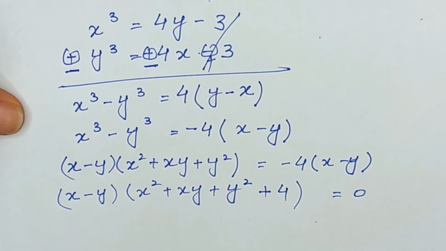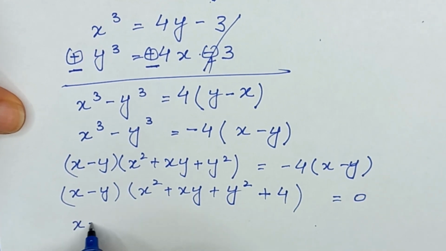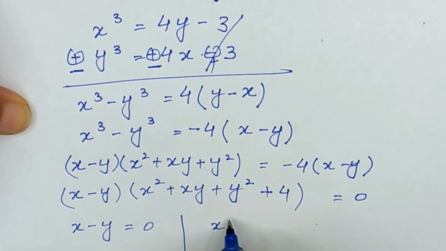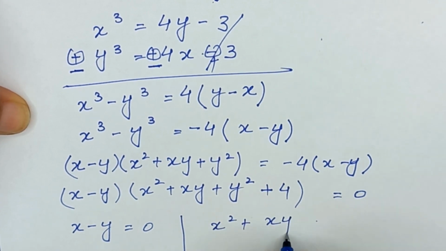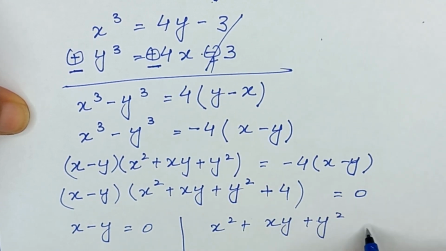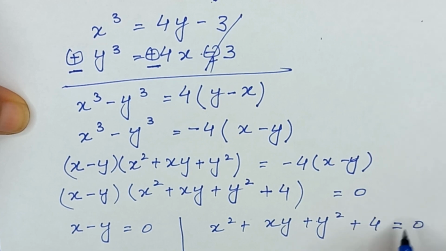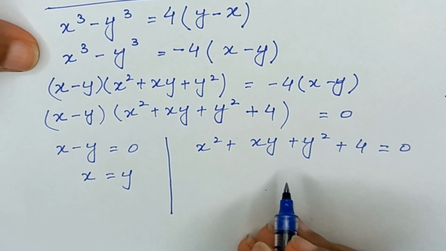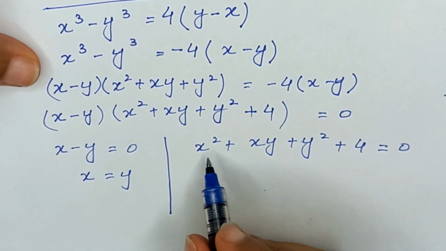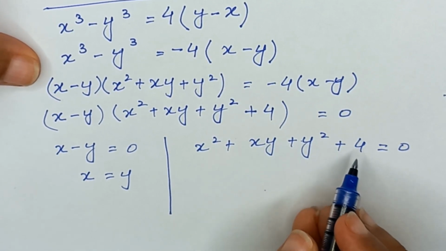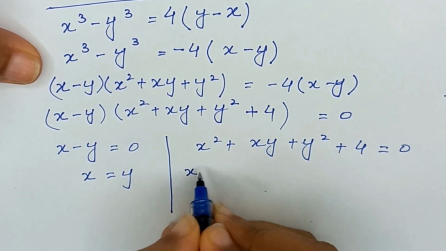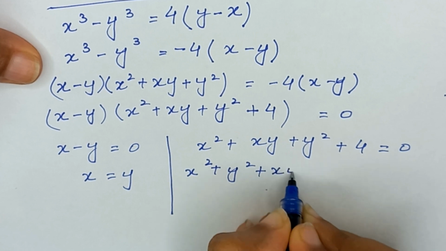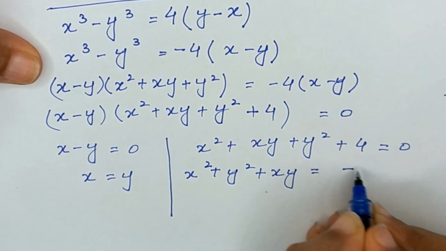Now here we have two solutions: x − y = 0, and from here x² + xy + y² + 4 = 0. So from here x will be equal to y, and here we have x² + xy + y² + 4. So I can write it as x² + y² + xy, and it will be equal to −4.